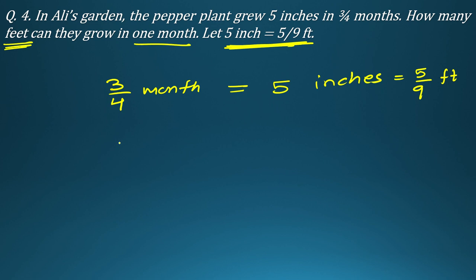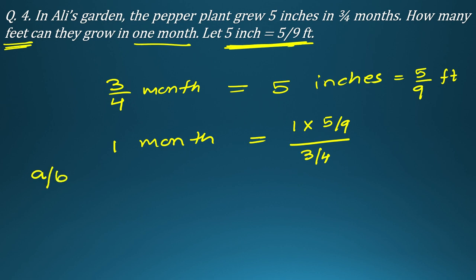Now in 1 month, so 1 month means more, so it will be more than this value. So what we are going to do, 1 multiplied by 5 over 9 divided by 3 over 4. Now you see, my dear students, this is the calculation of fractional values, and if you remember, I told you before also in my previous videos that A divided by B divided by C over D will be equal to A over B times D over C. Division will be converted into multiplication and the denominator fraction will be reciprocated.